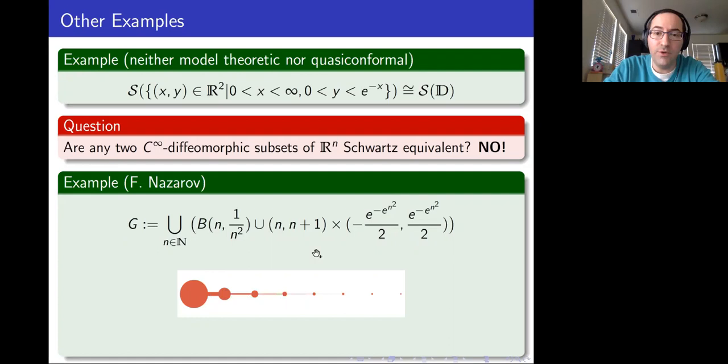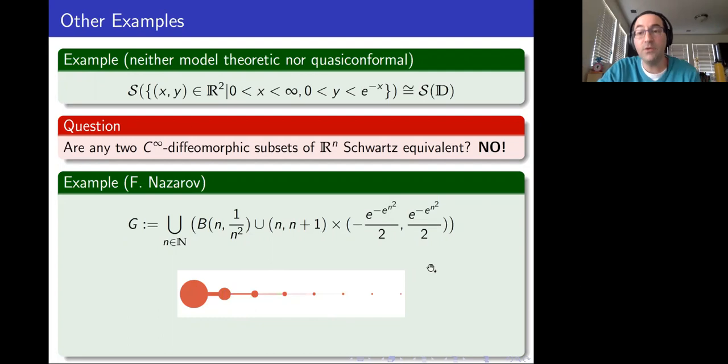And we connect them with these tubes, which are Cartesian products of n and n plus 1. And the width of these tubes decays really, really fast, super exponentially or double exponentially small. And it happens that this set is a simply connected proper open subset of the complex plane, of R2, if you want.